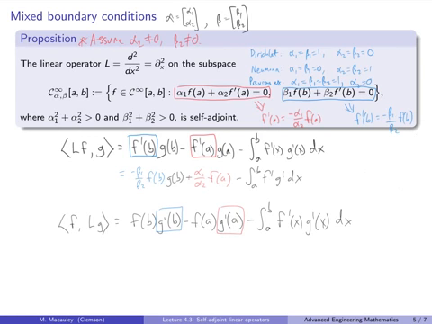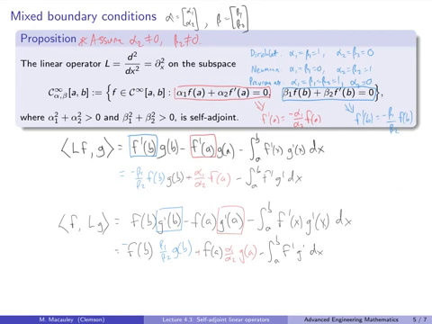So this is f of b times negative beta 1 over beta 2 times g of b, the negative sign goes out there, minus f of a times negative alpha 1 over alpha 2, the negative sign goes there, times g of a, and then again we subtract off this integral, f prime g prime dx.